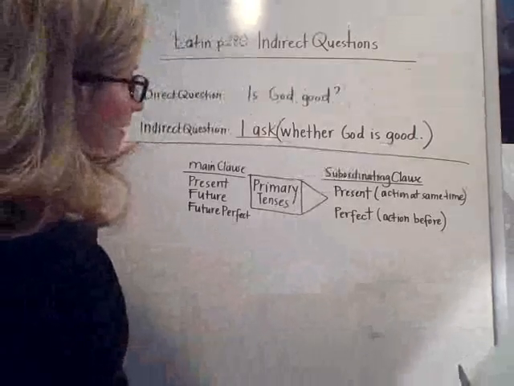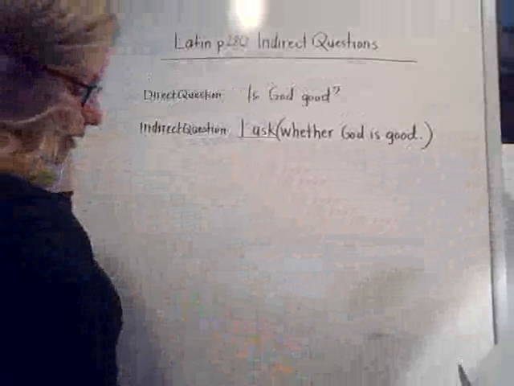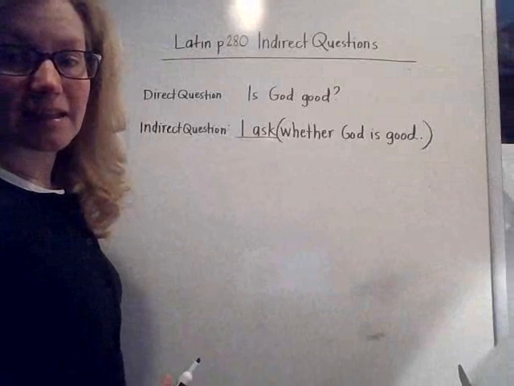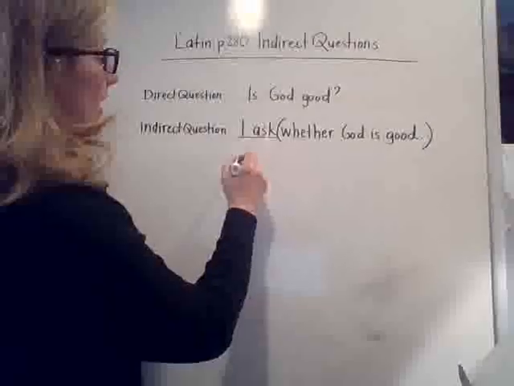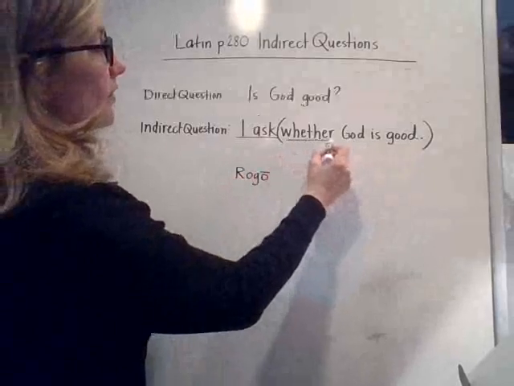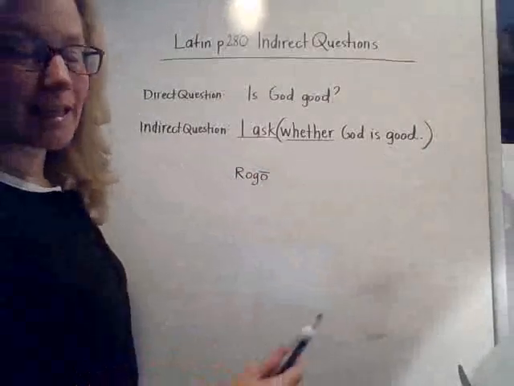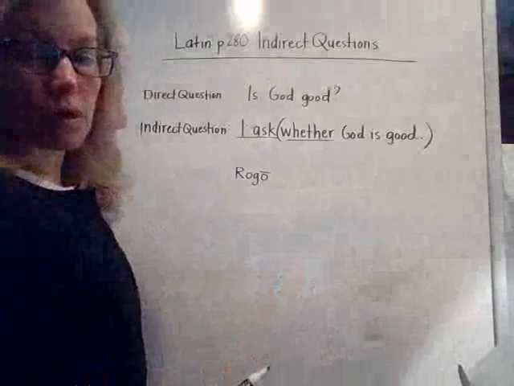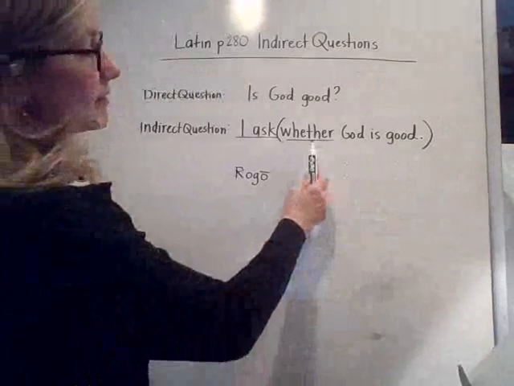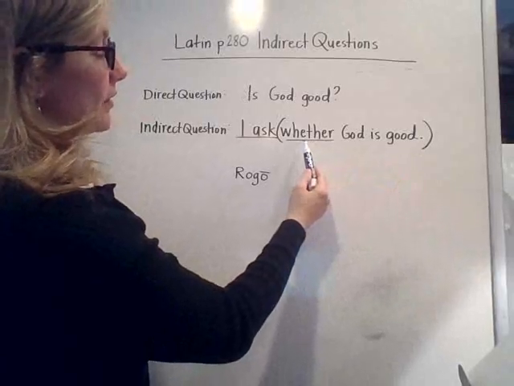Okay, so let's go ahead and do a little bit of translating here. There's a new verb that you're going to learn this week, the verb for I ask, and it is rogo. So I ask is rogo. And this word whether, you can translate it either by putting an NE at the end of the verb or by using the word num. In this case, we're going to use NE at the end of the verb. That's how we'll translate whether.